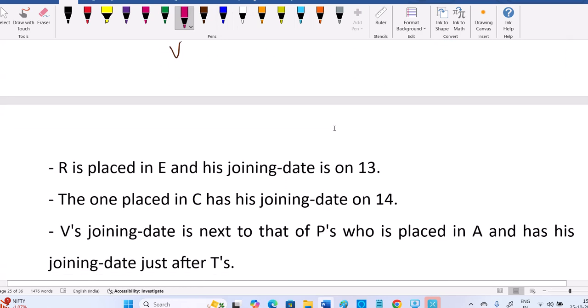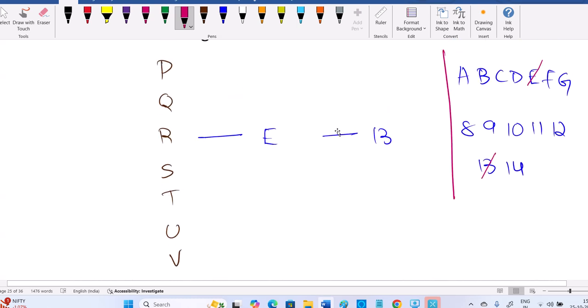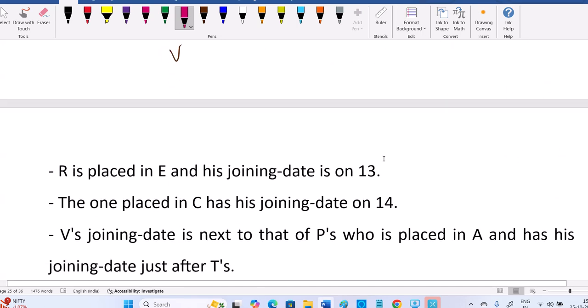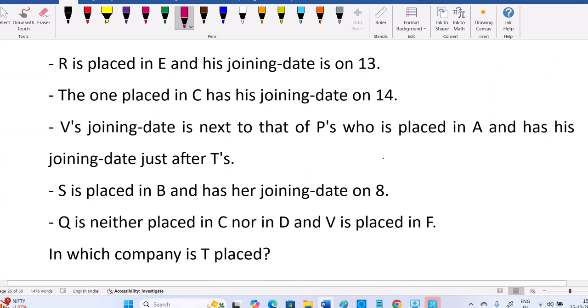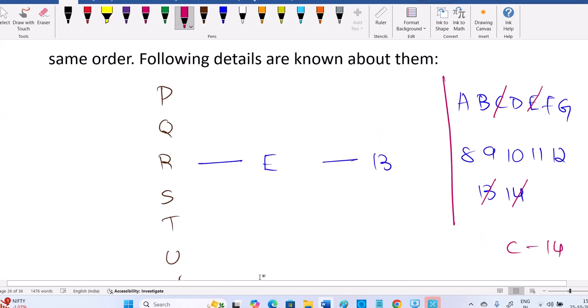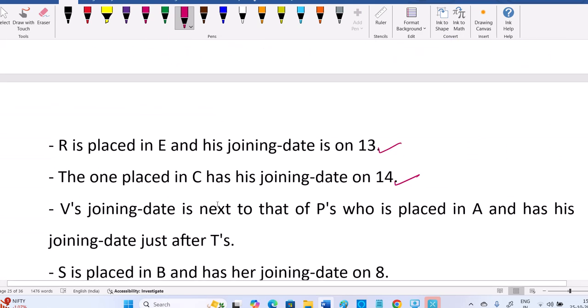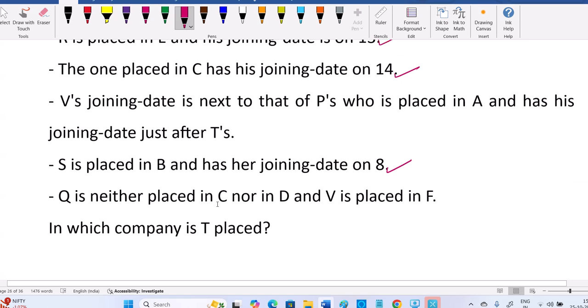The one who is placed in C company, joining date is 14. Somebody in C, joining date is 14. Fine, but related to which person we don't know. Let it be: C done, 14 completed. S is placed in B and joining date is 8. S, B, joining date 8. B completed, 8th completed. Okay, fine.